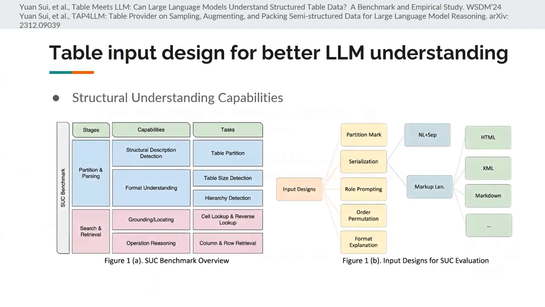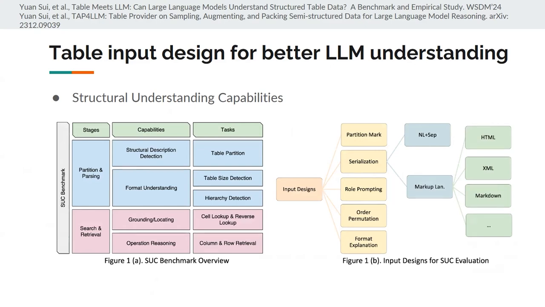Here we introduce a recent work titled Table Meets LM. This work conducted a systematic empirical study to answer the question: what input designs and choices are the most effective in enabling LMs to understand tables? They define the different stages of table understanding capabilities as shown in figure 1A.